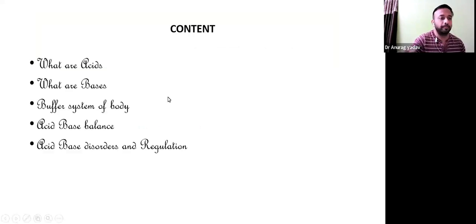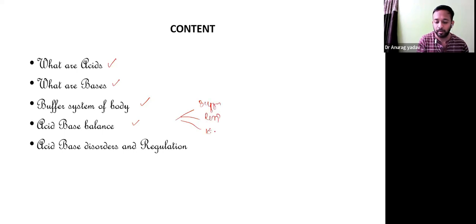If I go to the next slide. Yeah, so we have completed what acids are, what bases are, and what the buffers in our body are. That is, the buffer in the plasma, the buffer in the ICF, and also the buffer in the urine. And we have also learned how acid-base balance is maintained by three mechanisms: first by buffers, then by the respiratory system, and by the kidney. So we have seen all these three systems acting as different levels of defense.